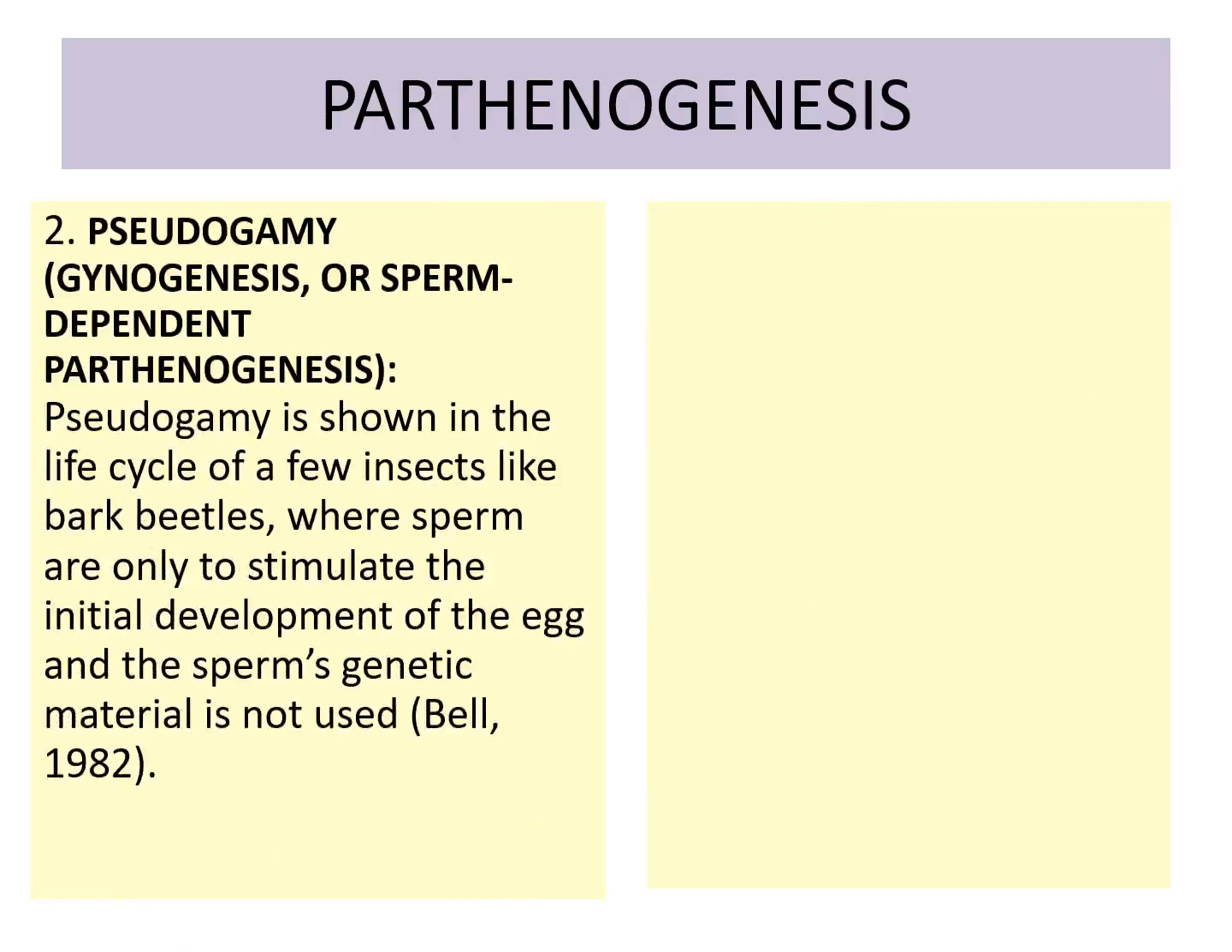Pseudogamy or gynogenesis, or sperm-dependent parthenogenesis. Pseudogamy is shown in the life cycle of a few insects like bark beetle, where sperms are only to stimulate the initial development of the egg, and the sperm's genetic material is not used.